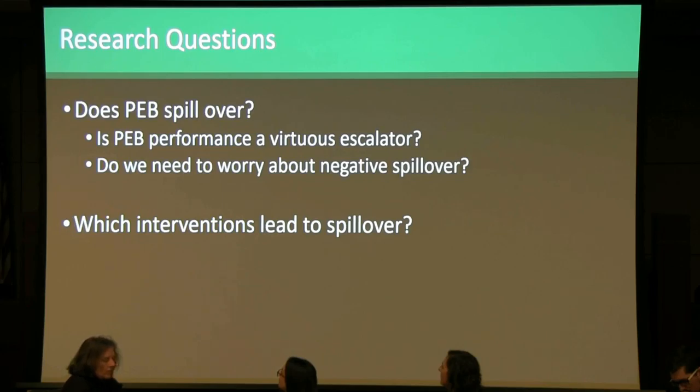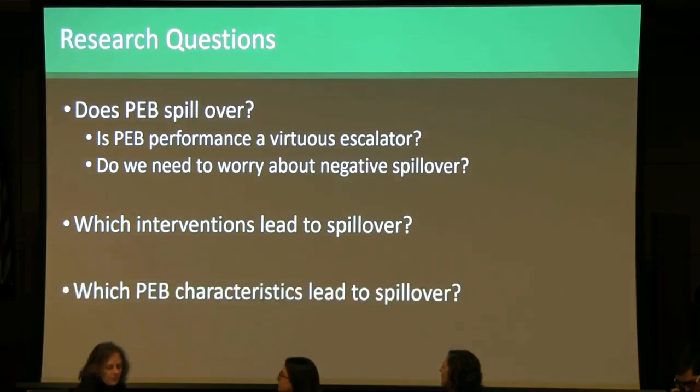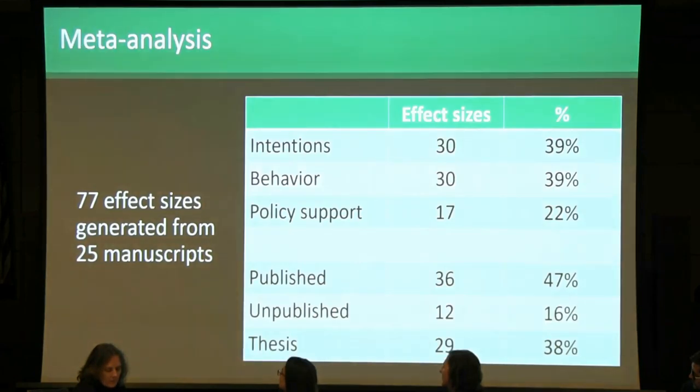Either positive spillover, that would be great. We could encourage people to do behaviors based on interventions that might lead to positive spillover. But we could also know if interventions lead to negative spillover, we could avoid those. And then the last question we want to investigate is, are there particular characteristics of the pro-environmental behaviors themselves that might lead to positive or negative spillover?